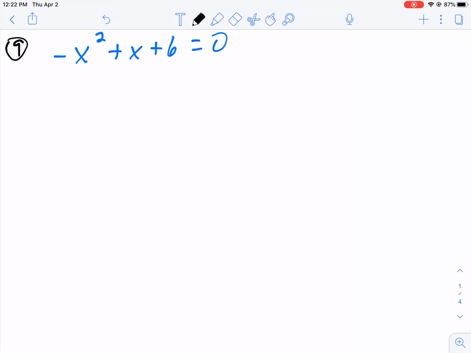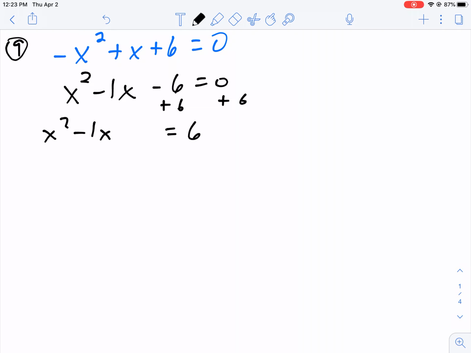It says solve by completing the square. So first thing you're going to have to do is factor out a negative 1. By factoring out a negative 1, we're going to be left with x squared minus x minus 6 equals 0. Now, by completing the square, you would add 6 to both sides. And you're going to have x squared minus 1x equals 6. Now, if you notice, there's nothing in front of your x squared, so there's no a.